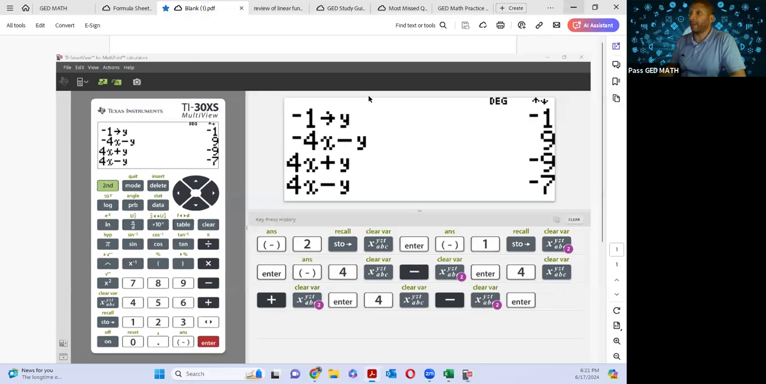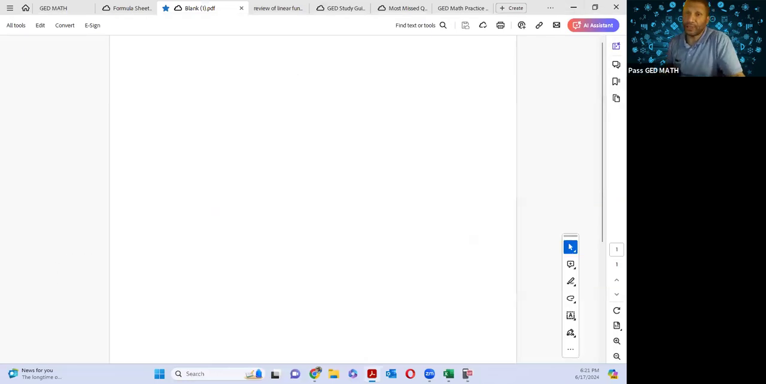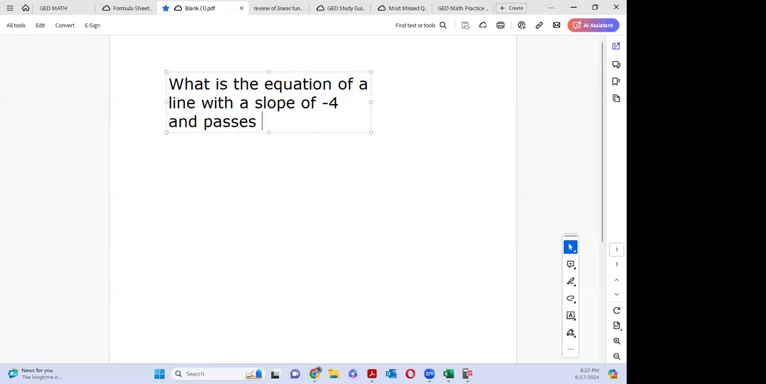Let me get to my blank page. What is the equation of a line with a slope of -4 that passes through the point 1 and 2? This gives me a headache. I did not know how.